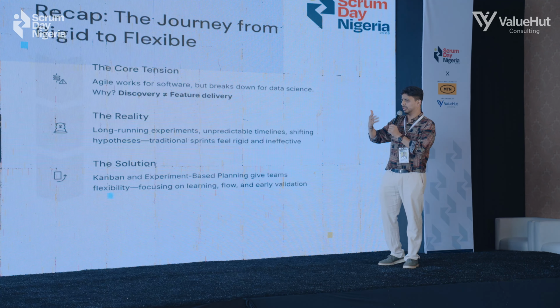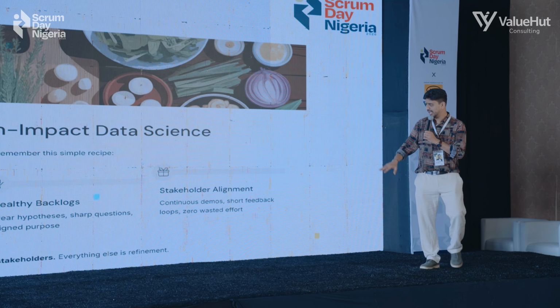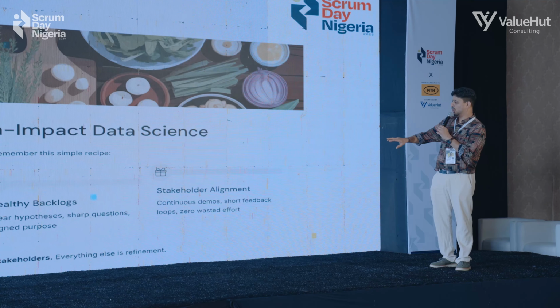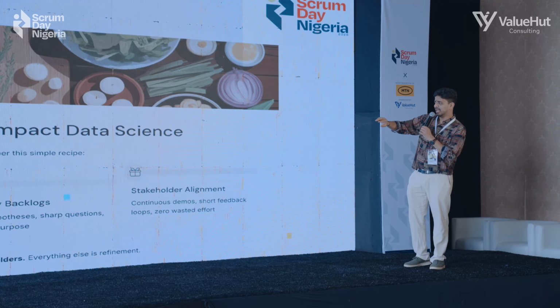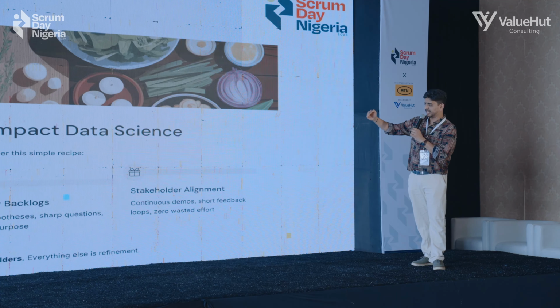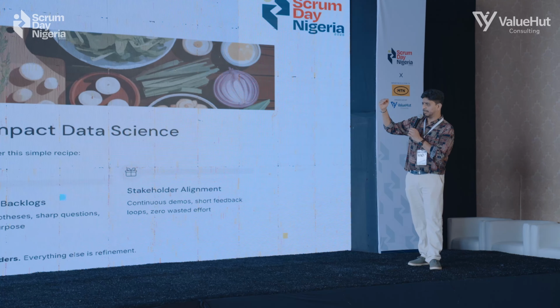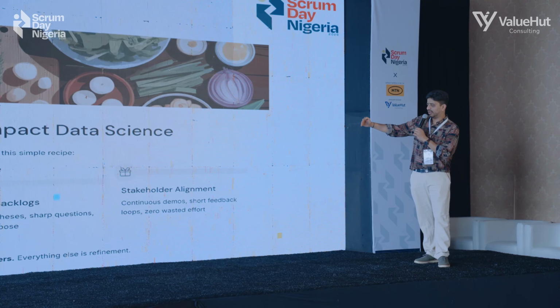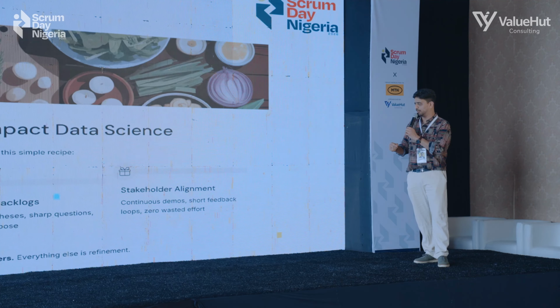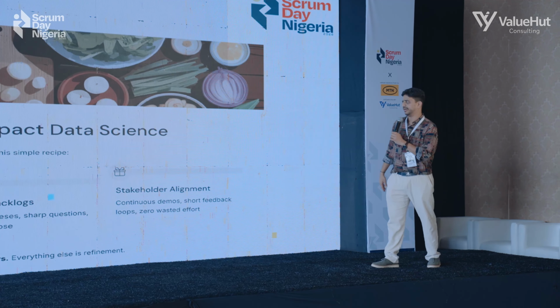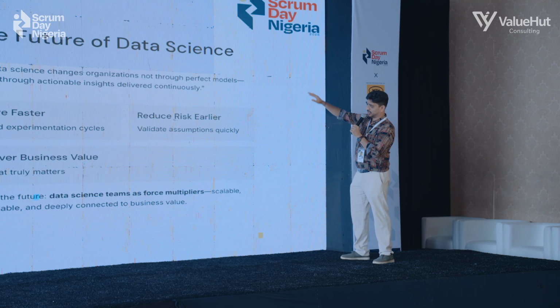So just like how we have successful Agile teams, the recipe for high-impact data science teams is to establish good teams, healthy backlogs, and stakeholder alignment. What I mean is that data analysts and business analysts should work together, have a clear hypothesis, logical reasoning, and the purpose and alignment behind the models you are creating in data science, and ensure that you're rapidly providing feedback to your stakeholders, with demos and short feedback loops, so that your efforts are not wasted. So what does the future of data science look like, right?